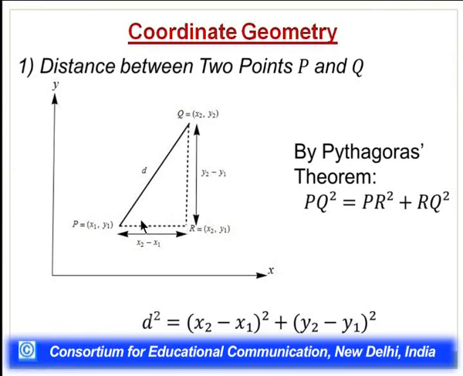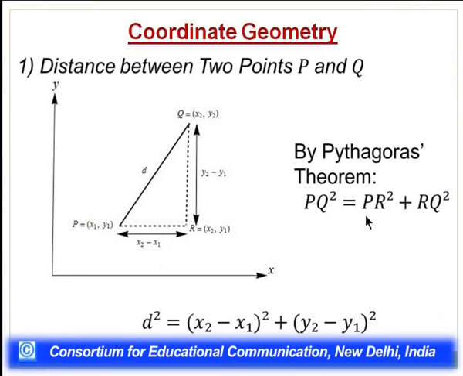Also note that what we have here is a right angle triangle, PRQ, and therefore we can use the Pythagoras theorem, which states that PQ square, the square of the hypotenuse, is equal to the sum of the squares of the other two sides, which is PR square plus RQ square. Now, PQ square is nothing but d square on the left hand side. If you want to get an expression for PR, PR is nothing but the horizontal distance between P and R. So that is going to be x2 minus x1, which is what I'm showing here where my cursor is pointing.